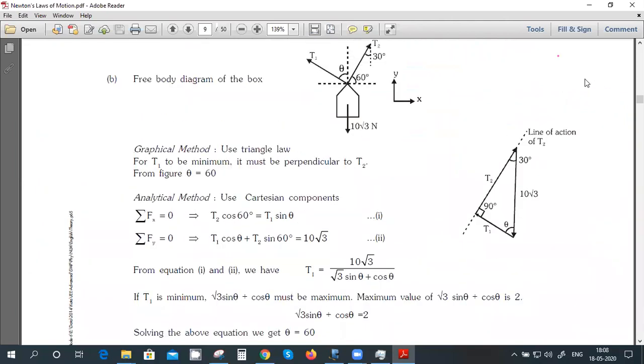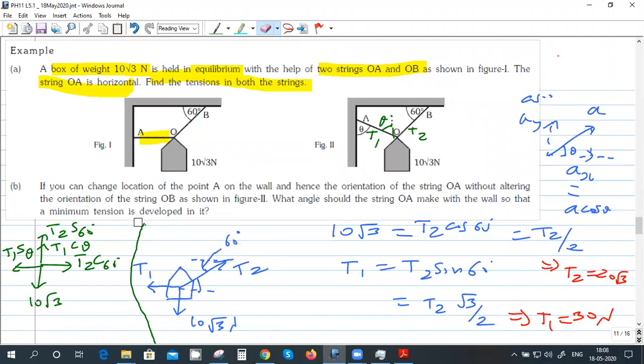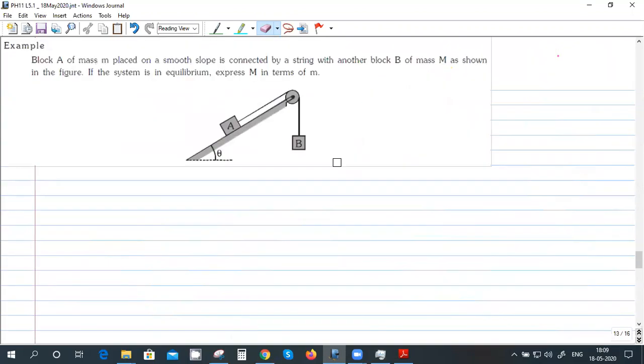Oh my God. Okay. So this is basically understanding your concept of free body diagram and how to resolve the forces in horizontal and vertical direction. Okay, this one, free body diagram.